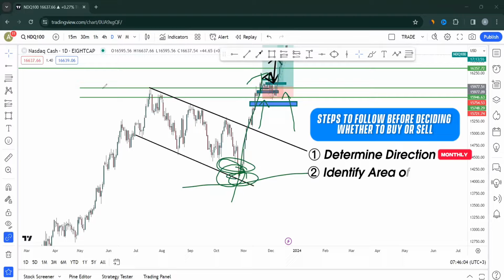So first, I get direction. Then secondly, I identify my area of interest. Now, area of interest is gotten from a structure time frame. Structure time frame, we have two.